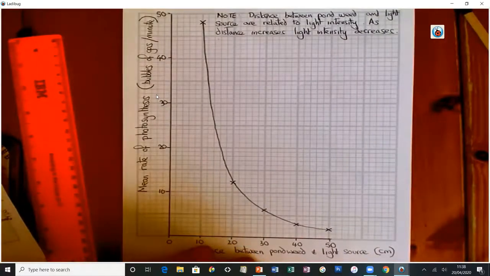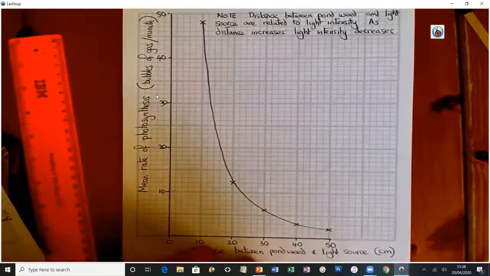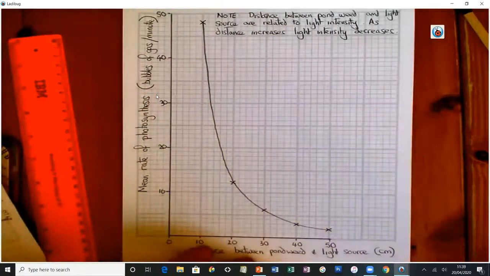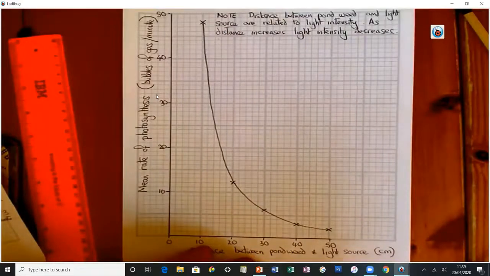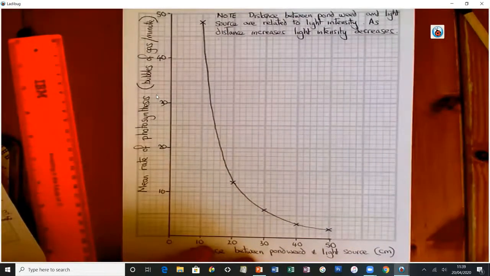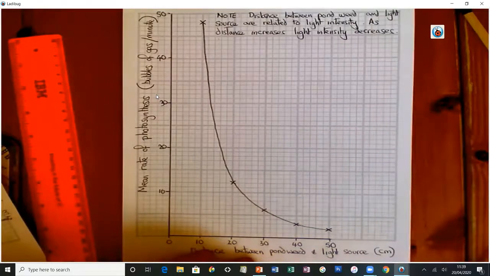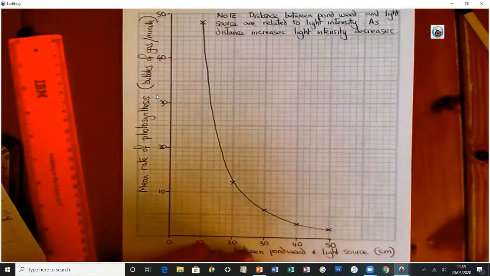What the graph shows is, if we look at this curve, it shows that as light intensity decreases, i.e. the light source gets further away from the pondweed, the rate of photosynthesis also decreases, and that's shown by the number of bubbles per minute decreasing with increasing distance. Okay, so let's make a note of that.